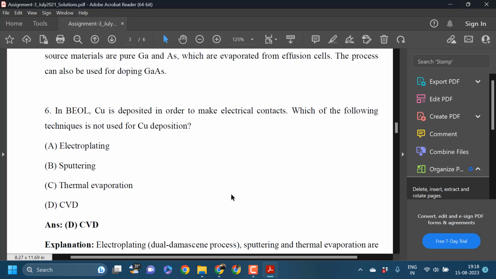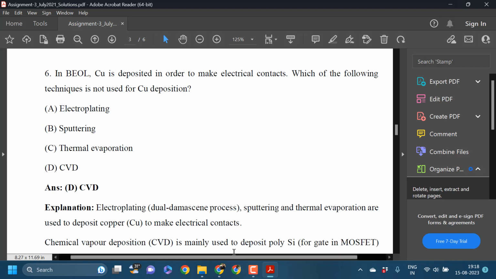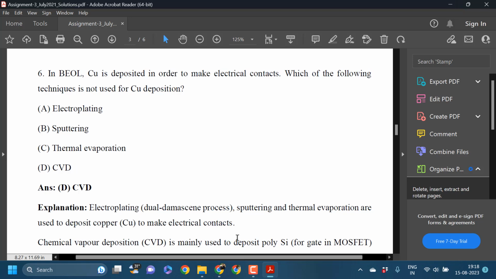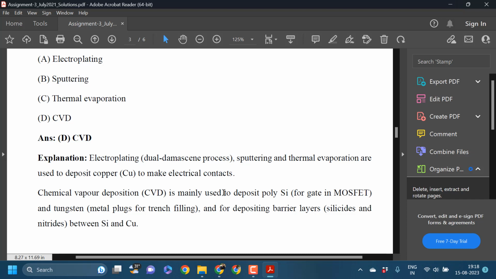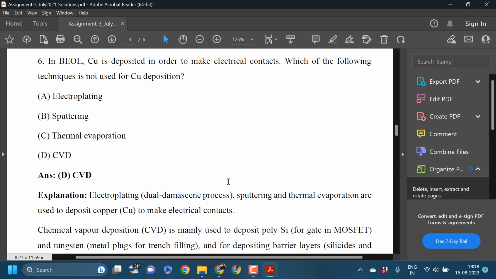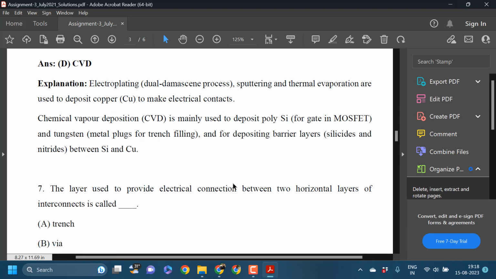So the answer is basically CVD. Electroplating, sputtering, and thermal evaporation are usually used for depositing copper to make electrical contacts. Chemical vapor deposition is mainly used to deposit polysilicon and tungsten, and for depositing barrier layers, that is silicides and nitrides between silicon and copper. I think what all processes are used for which materials is there in the lecture. If you go through the lecture, I think you'll be able to answer it.